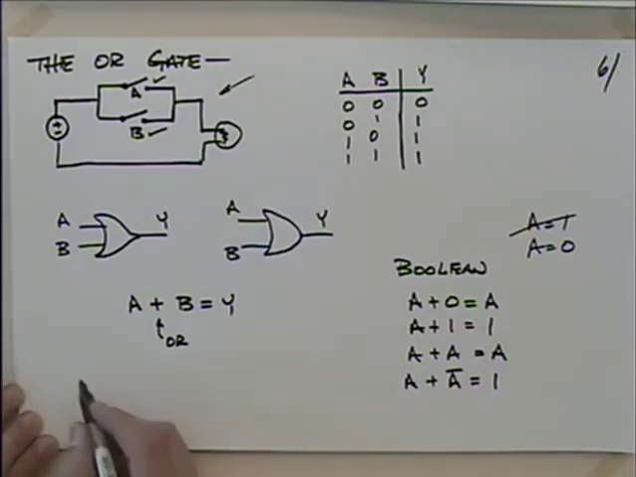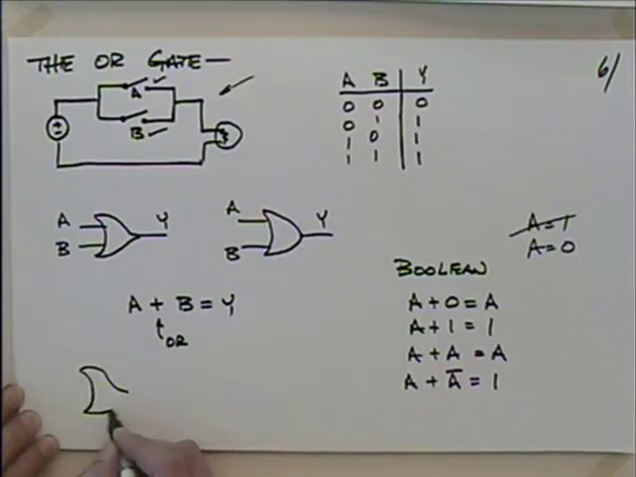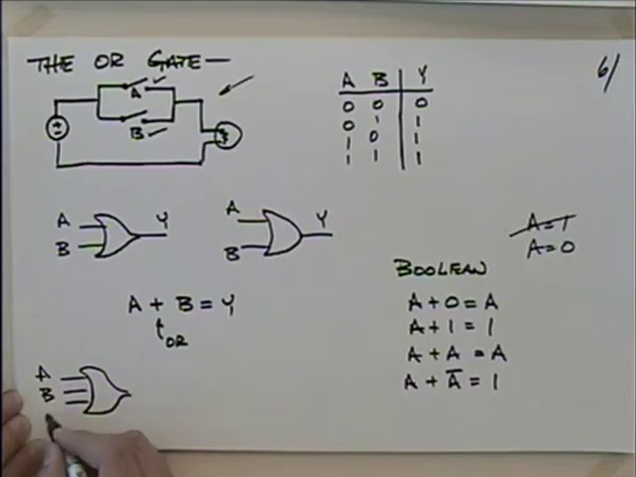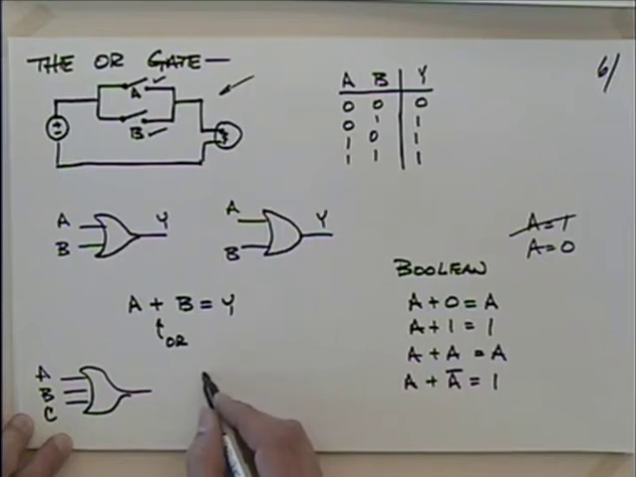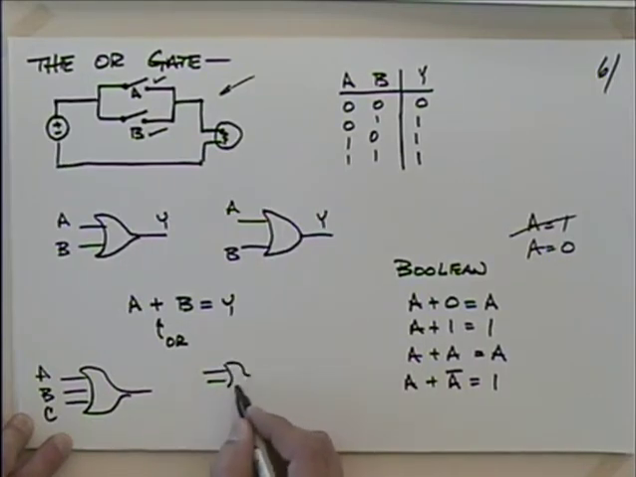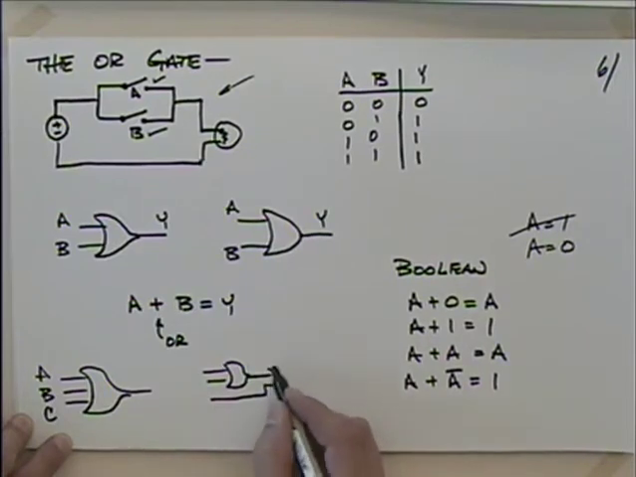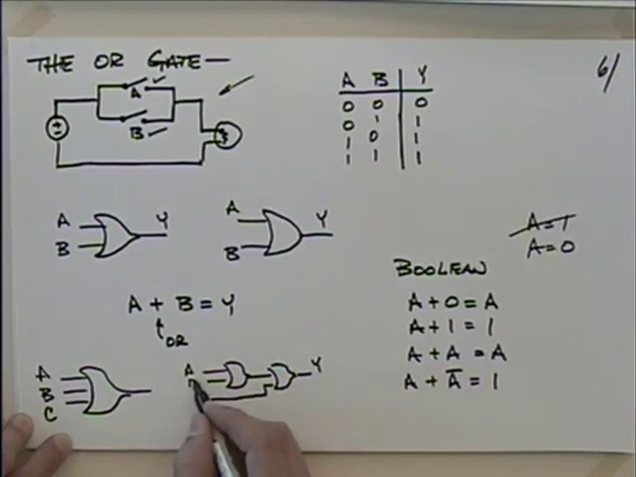We could do a 3-input gate. Those are fairly common. So we'd have A and B and C. And then we could build one out of 2-input gates. What would that look like? Something like this. And then that's going to feed with this into another OR.